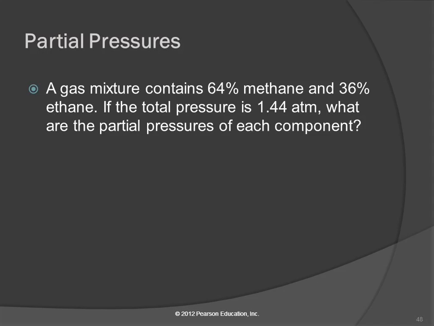So let's do an example. Gas mixture contains 64% methane, 36% ethane, if the total pressure is 1.44 atmospheres. What are the partial pressures of each component? So we've got methane and ethane. I'll try that again so it's not off the screen. Methane.